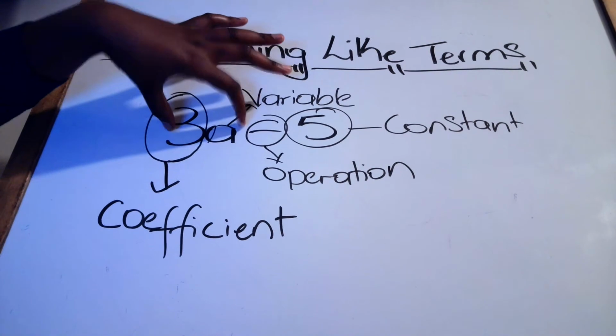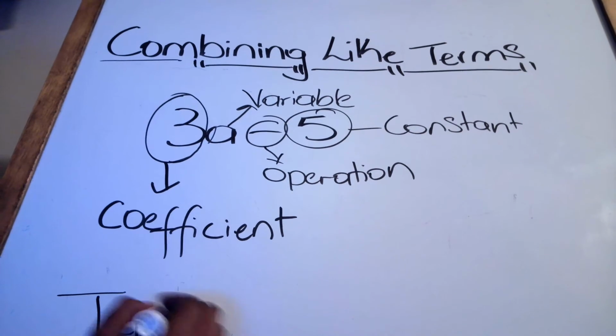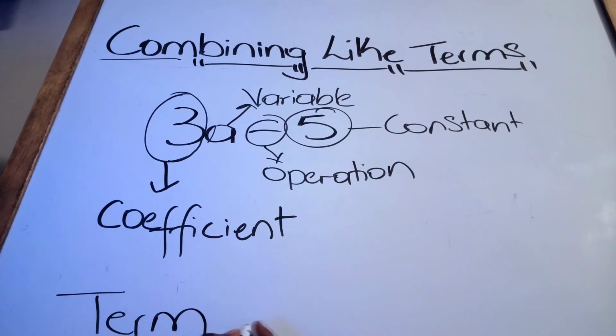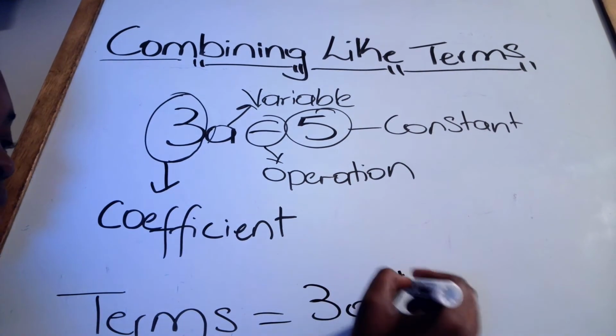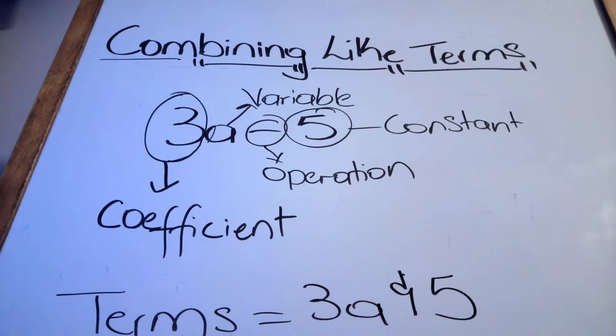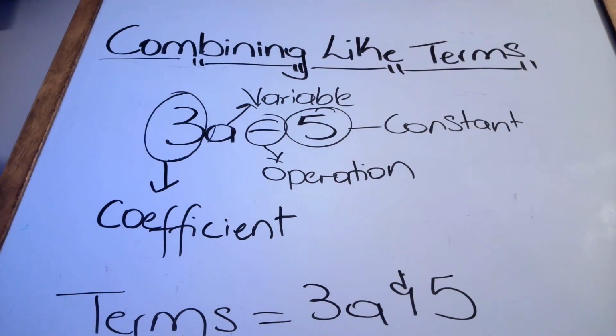3a and 5, we call those each a term. So the terms there would be 3a and 5. How do we identify terms? Terms are separated by the operation sign, whether a subtraction or an addition.